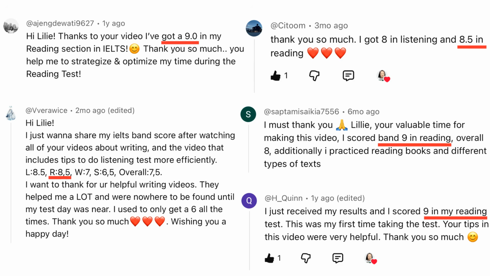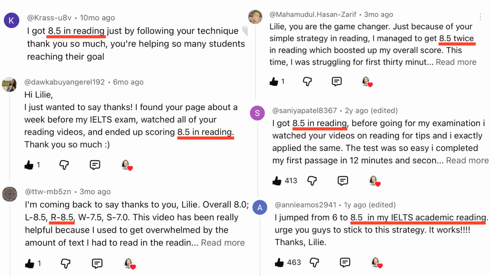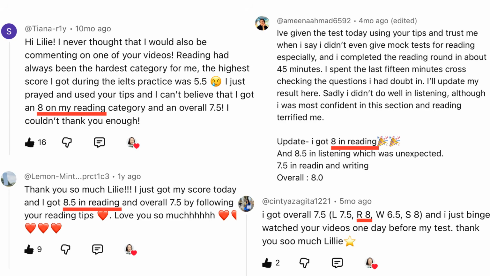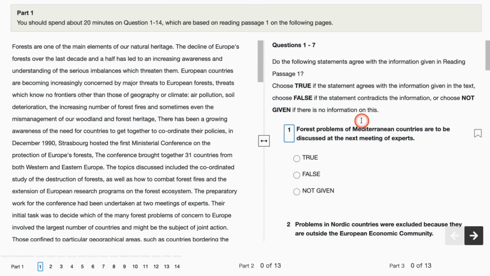Now, let's get started with today's lesson and crush those true-false not given questions. All three passages in this reading test contain true-false not given questions. Let's do all of them.